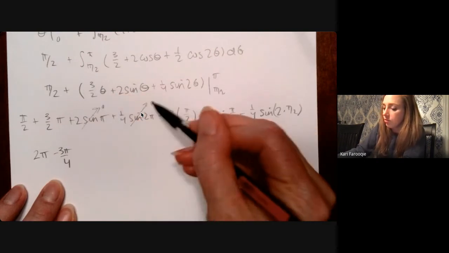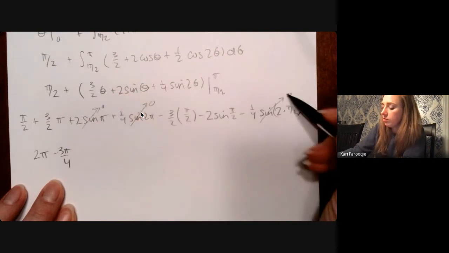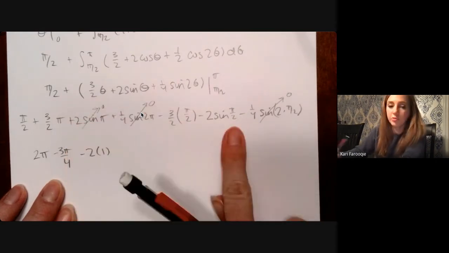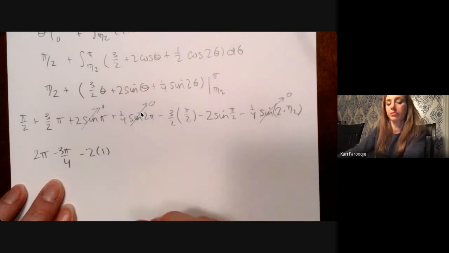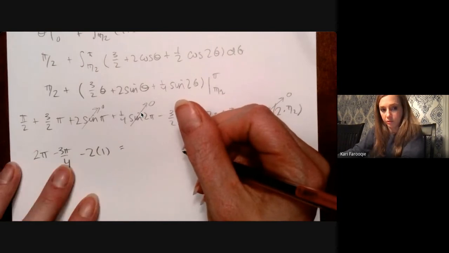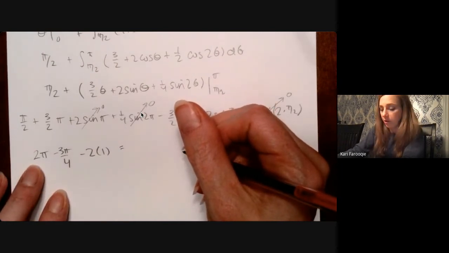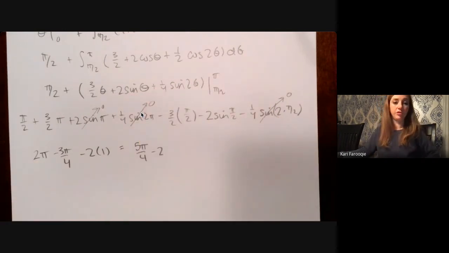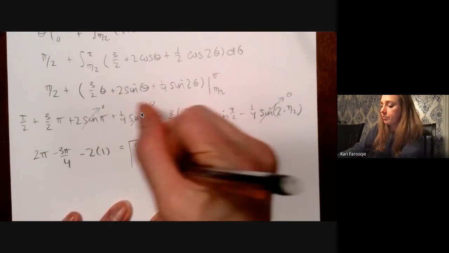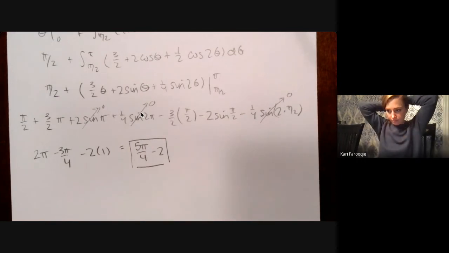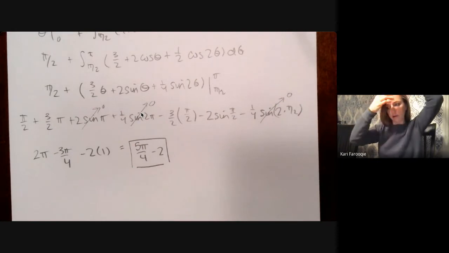That's going to give you 0, 0, and 0. And then this guy will just give you minus 2. The sine of pi over 2 is 1. So 2 pi minus 3 pi over 4, get a common denominator. You have 8 pi minus 3 pi is 5 pi over 4 minus 2. And that is how you would do this example, just switching those regions around.